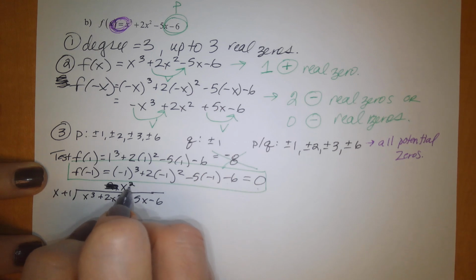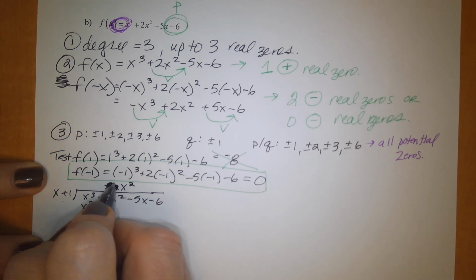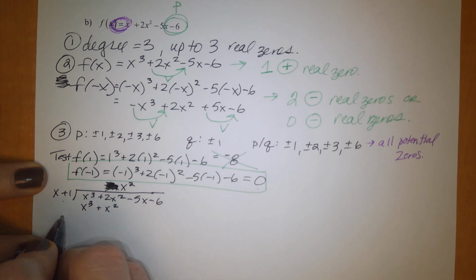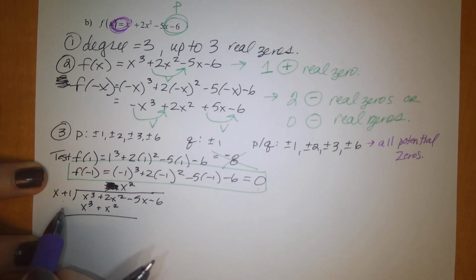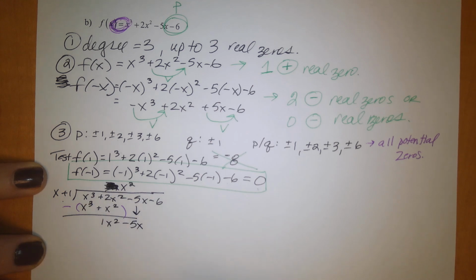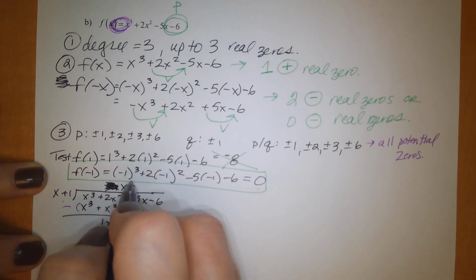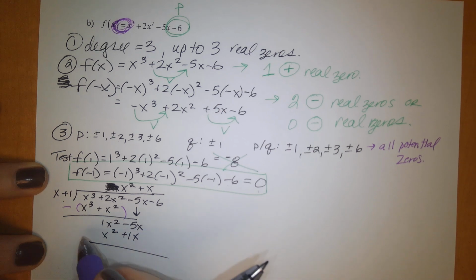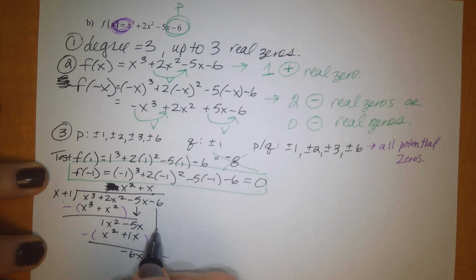X squared times x is x to the third. X squared times 1 is x squared. When I subtract, I get 1x squared, and I bring down the 5x. X divides into x squared x times. So when I multiply, I get x squared plus x. And then when I subtract, I get negative 6x, and I bring down the minus 6.